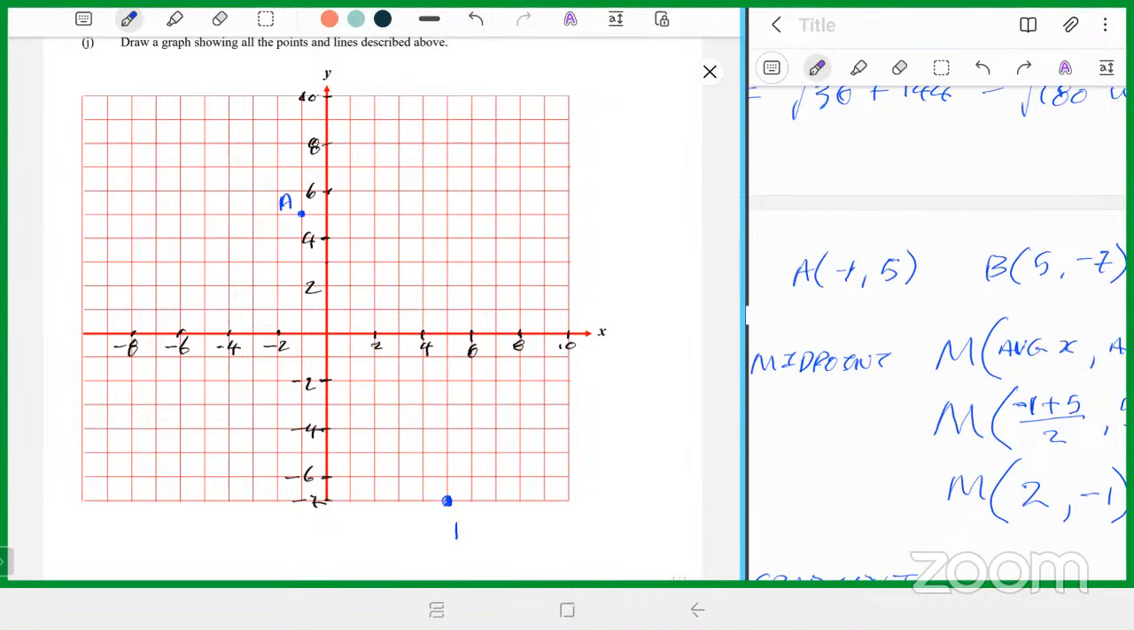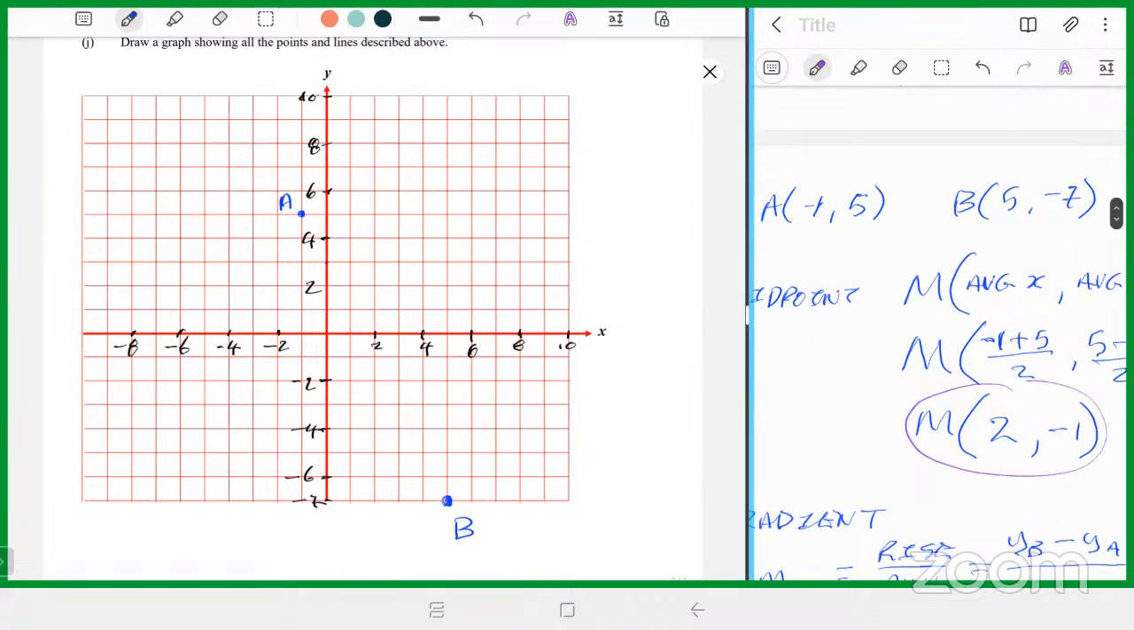That's our point B. Then we calculated a midpoint M, which was (2, -1). So that's 2 across here, and then -1 is going to be right here. So that point is going to be here: (2, -1). That's a point M. Let's put an M beside it.